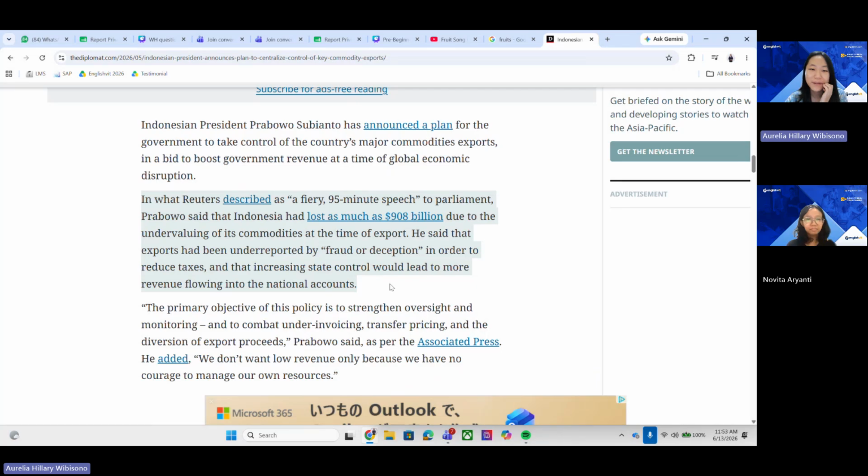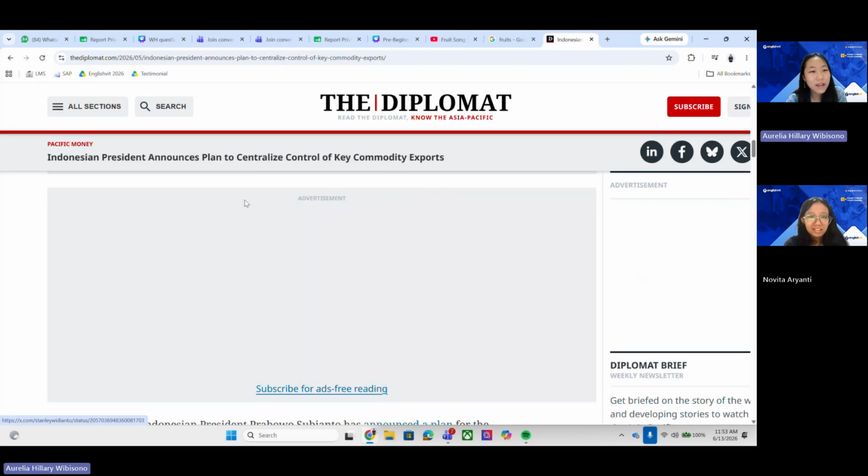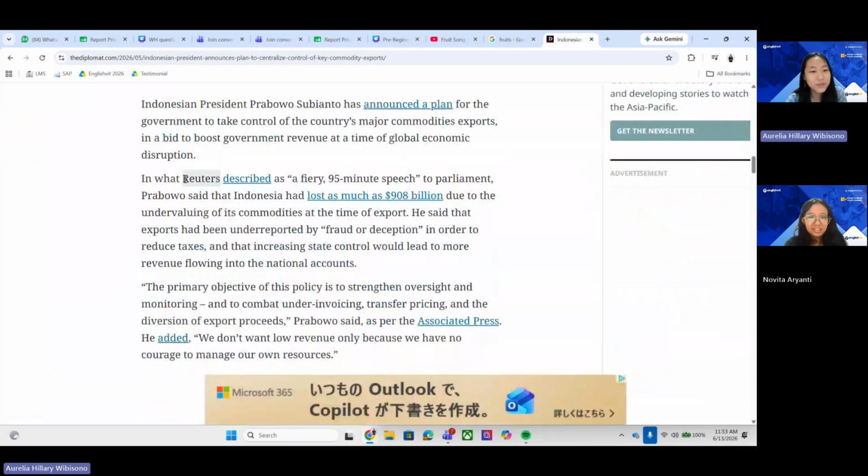And then next, please read this passage. In what Reuters described as a fiery 95-minute speech to parliament. Reuters refers to the writers of the news, right, Miss? I'm not sure, but I think that's a journalist or a press organization. Probably a journalist. Fiery means with spirit, with a high spirit. Okay.